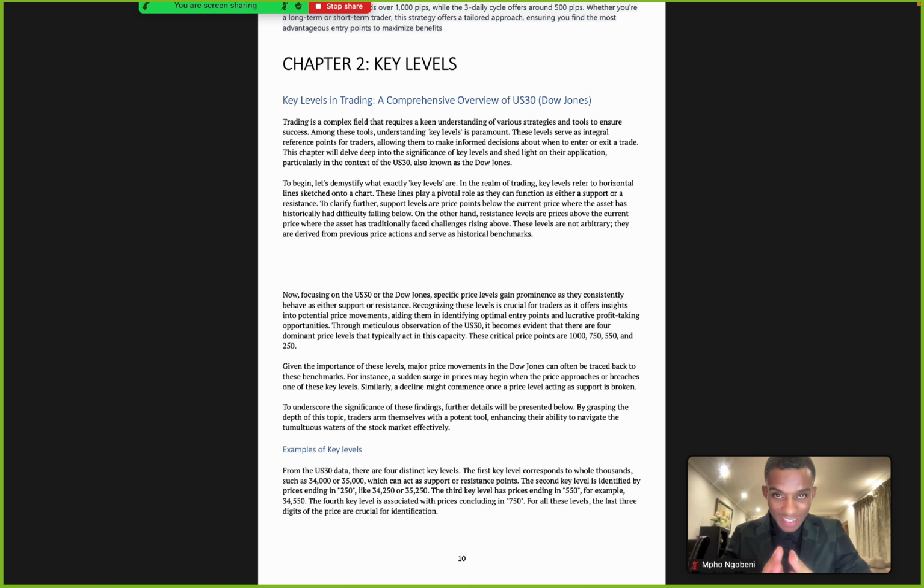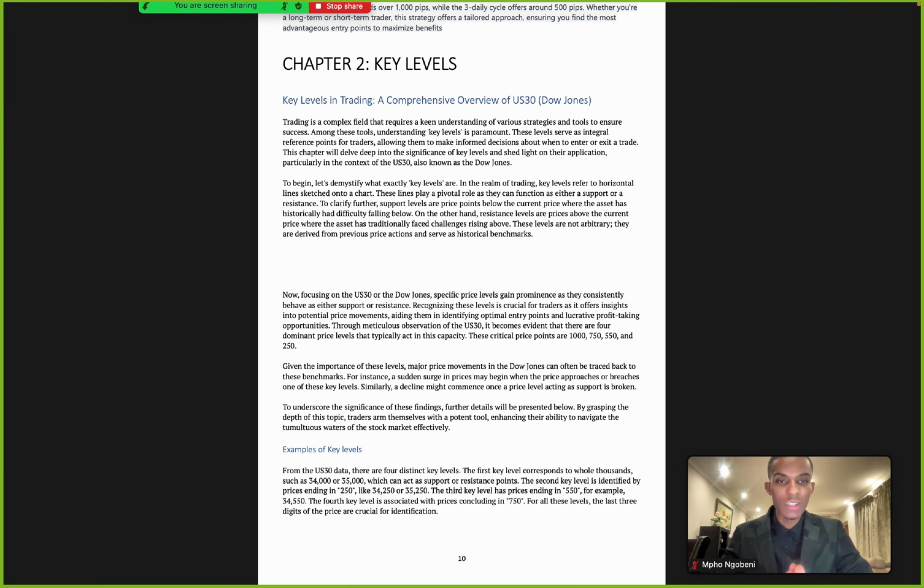So let's keep going, chapter and paragraph 2, paragraph 3. Let's look at paragraph 3, the last two sentences. Through meticulous observation of the USDT, it became evident that there are 4 dominant price levels that typically act as resistance or support. So there are only 4 key levels on USDT that can act as either a resistance or a support. Only 4 key levels. Only 4. And those 4 key levels I wrote there.